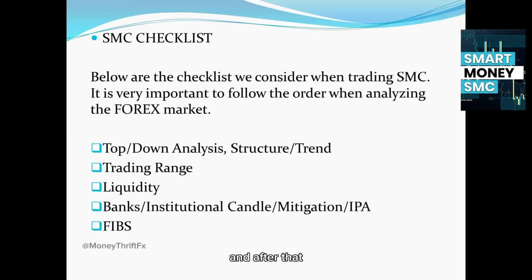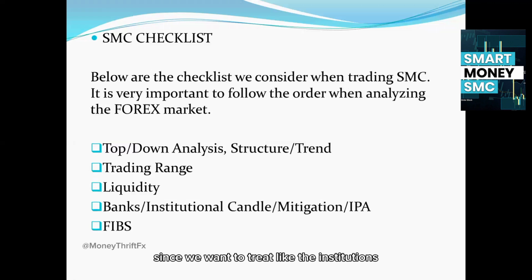All right. And after that, you now want to be able to identify what we call your trading range. You now want to know, okay, which range is it that we're going to be trading in the forex market now? What exactly is your trading range? Then you want to identify the liquidity. Then the fourth checklist you want to identify is the banks, the institutional candle, where the banks are hiding, which we are going to now look at.